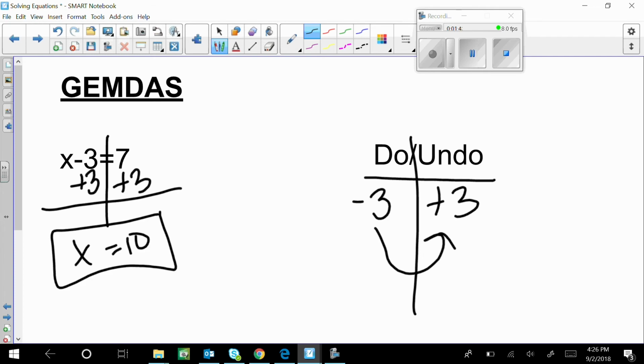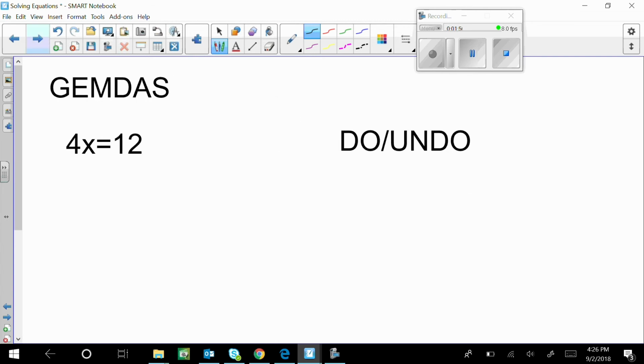Of course, I can check this by plugging it back in for x. X minus 3 equals 7. We'll do one more one-step equation using the do and undo method.